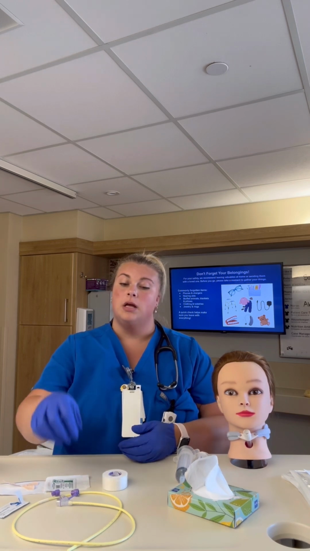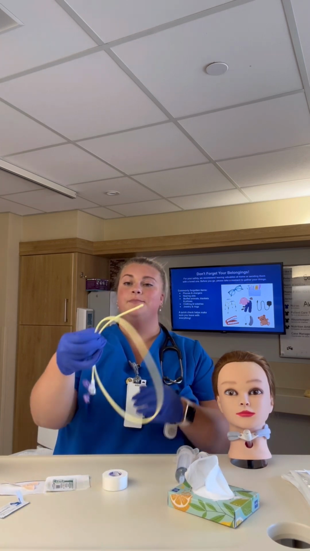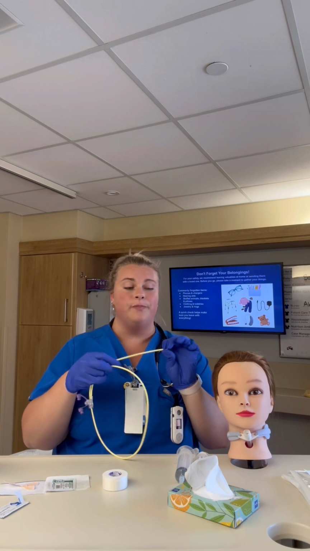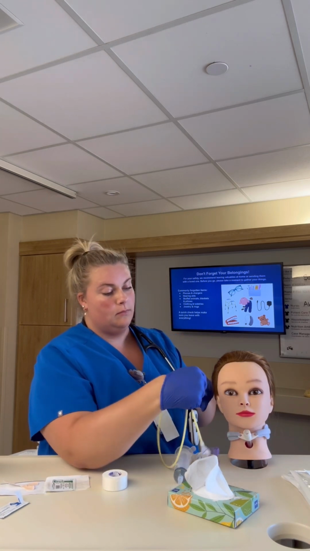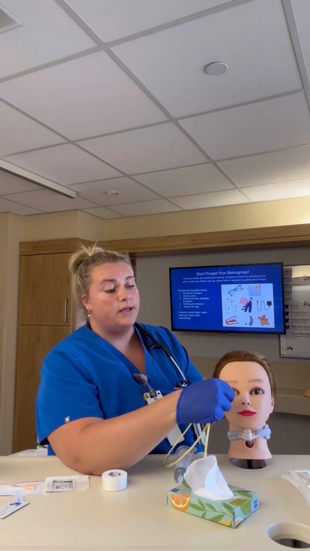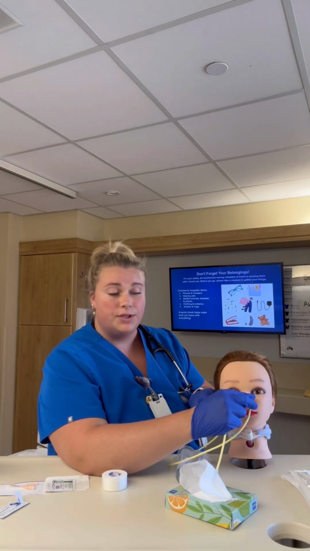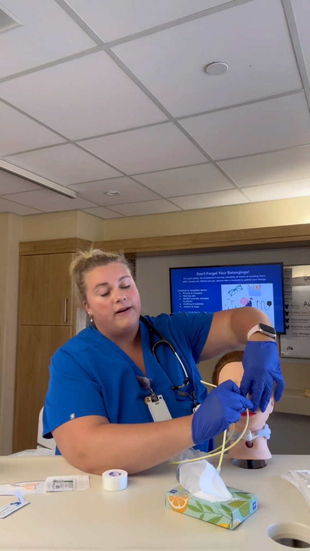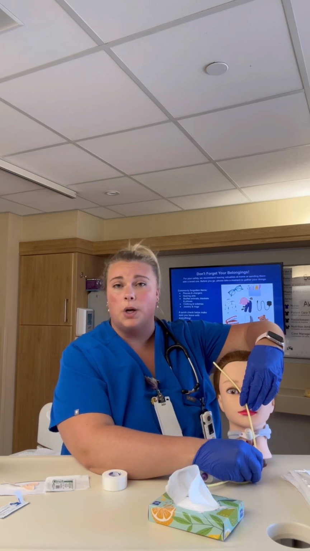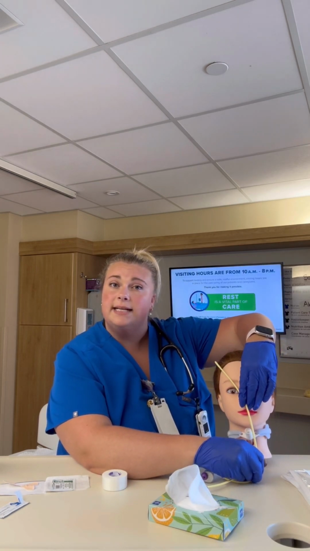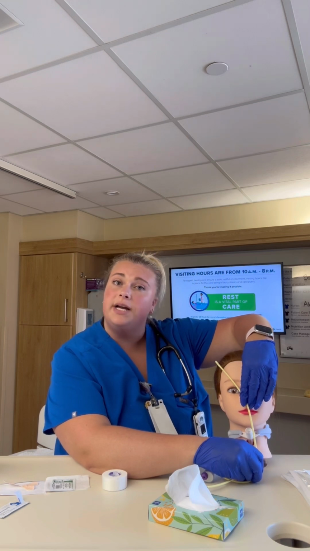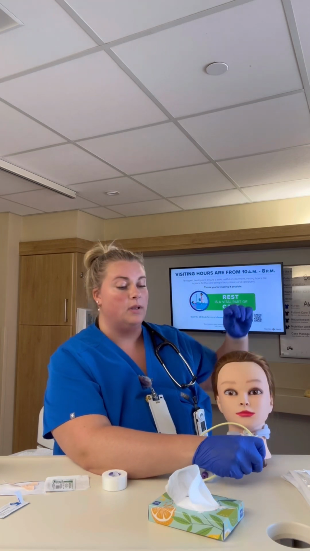Next, we want to measure our tube. To do this, we're going to take the tip of our tube and place it at the earlobe. Next, we're going to go to the tip of the nose with our tube. And finally, we're going to go down to what's called the xiphoid process. From here, we are going to add about 10 centimeters or 4 inches in an adult.